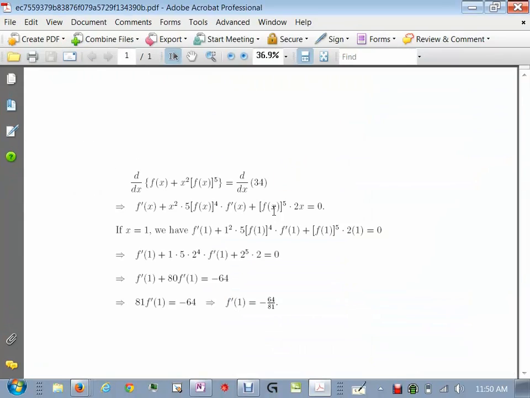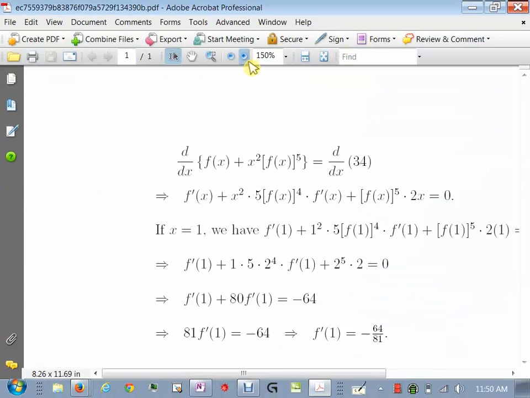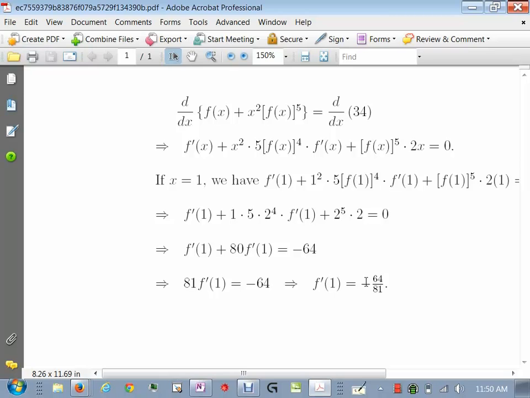Can't see that. There we go. So f prime of 1 equals negative 64 over 81.